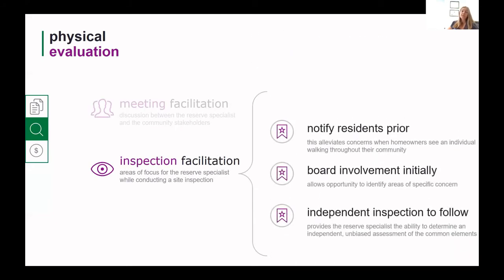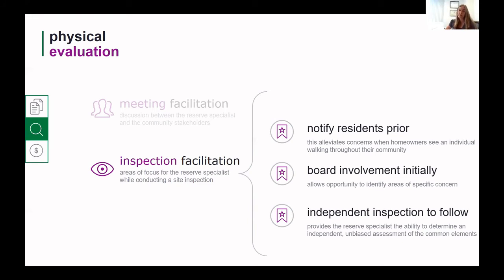So how do you facilitate the inspection? It is helpful to notify residents prior. The reserve specialist is often walking around with a clipboard and a camera and maybe a measuring wheel, so it sometimes creates concern with residents wondering why we're taking photographs of various things. Of course, reserve specialists are always properly identified, usually with a company logo and business cards, but it can alleviate some concerns if the homeowners are notified ahead of time and understand that someone will be walking around the property performing that condition assessment.